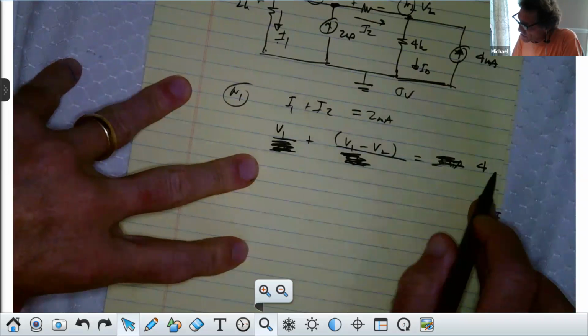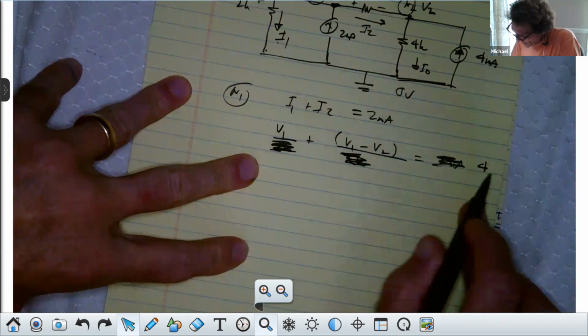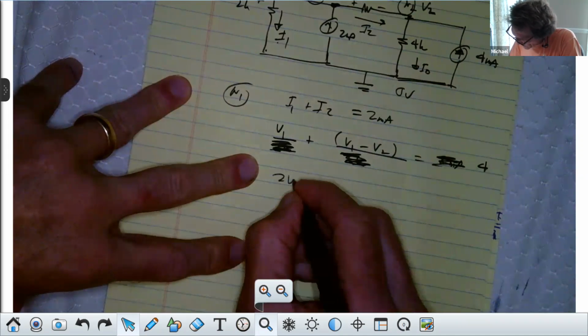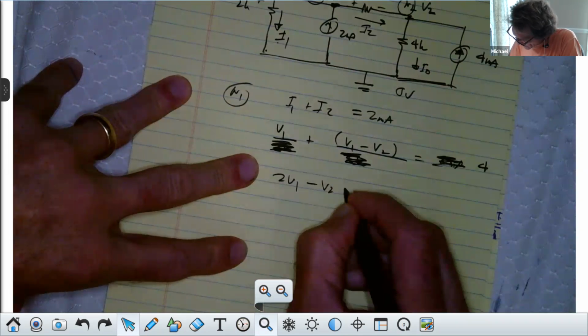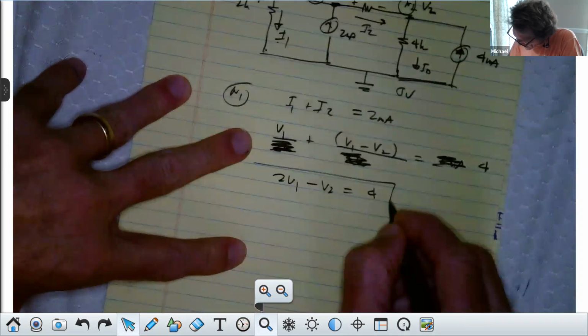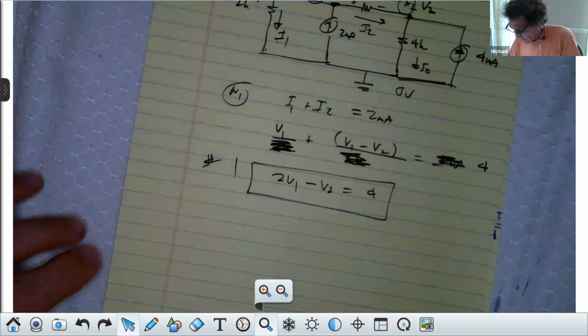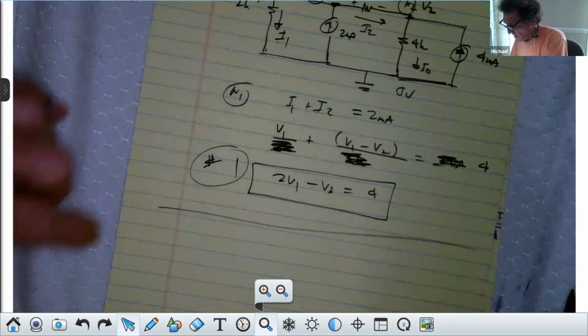Now I'm going to turn it into a simple equation. I'm going to combine the coefficients, like terms. So I got V1 and V1. That's 2V1 minus V2 equal 4. Box that and call it the first equation. Okay, that's number 1.